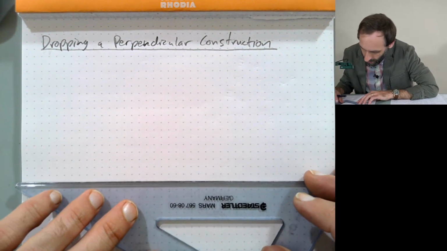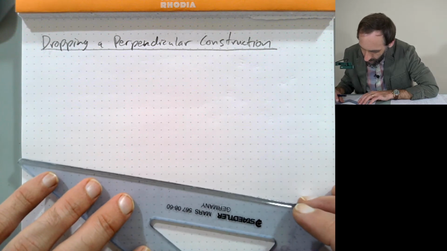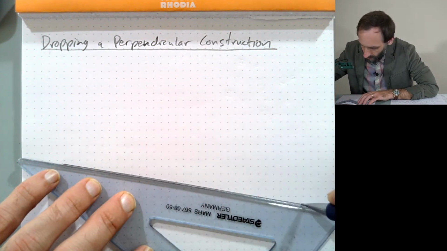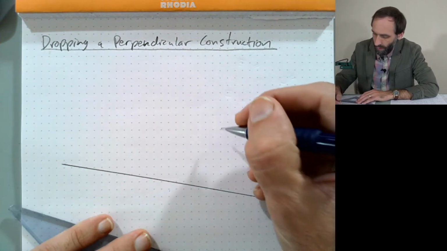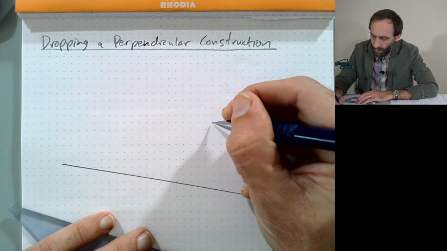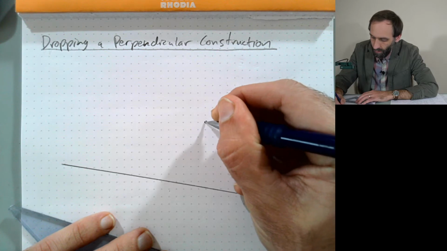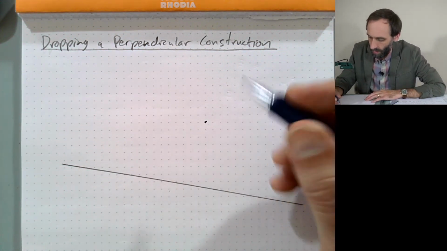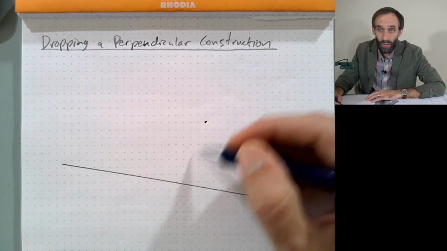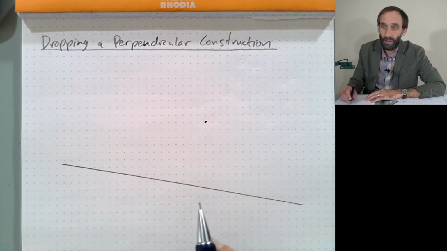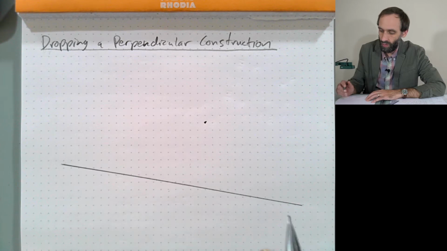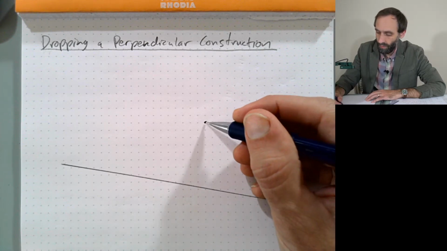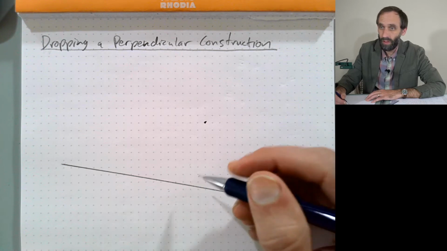And the idea here is that we have some line. I'll just draw it actually at a little bit of an angle here. And then we have a point that's not on the line. So I'll just draw it up here. And the idea is we want to draw a line through this point that's perpendicular to this line. This is called dropping a perpendicular because we're drawing the perpendicular line from this point down to this line.